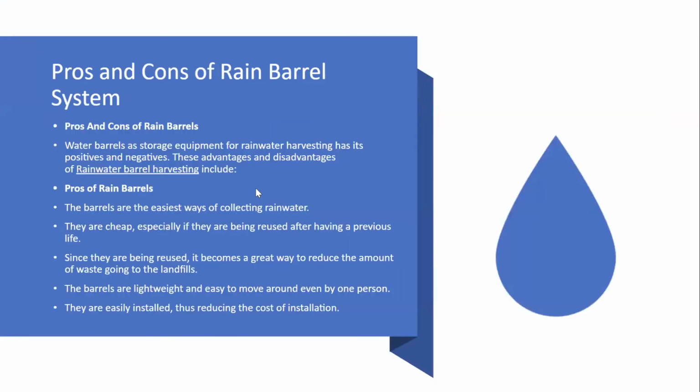Some pros and cons of a rain barrel system. Water barrels as storage equipment for rainwater harvesting have their positives and negatives. The advantages and disadvantages of rainwater barrel harvesting include some of the following. The pros of rain barrels. The barrels are the easiest way of collecting rainwater. They are cheap, especially if they are being reused after having a previous life. Since they are being reused, it becomes a great way to reduce the amount of waste going to the landfill.